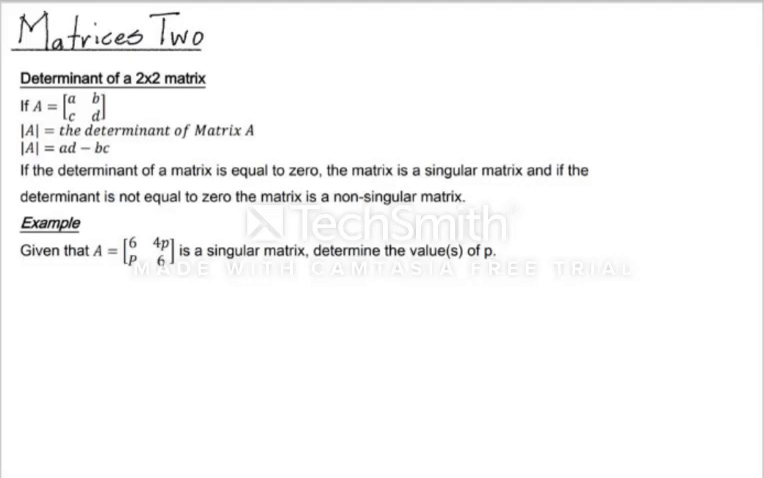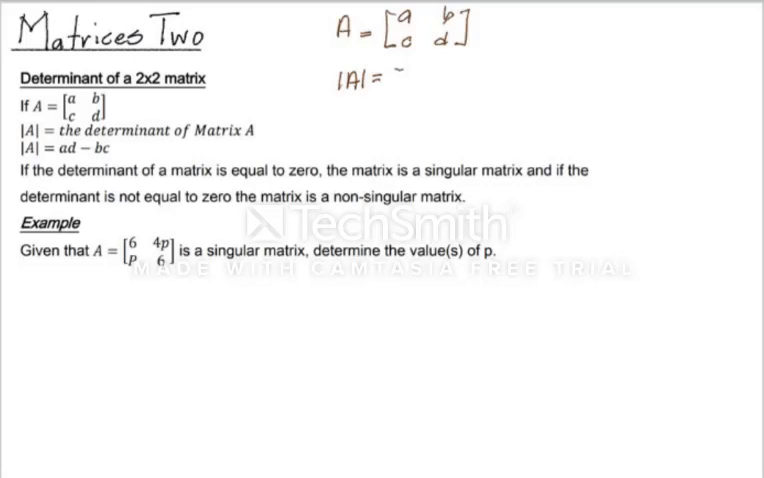Now, the determinant of a 2 by 2 matrix. First of all, we'll start out by saying that if A is the matrix A, B, C, D, this would be the symbol for the determinant of A.